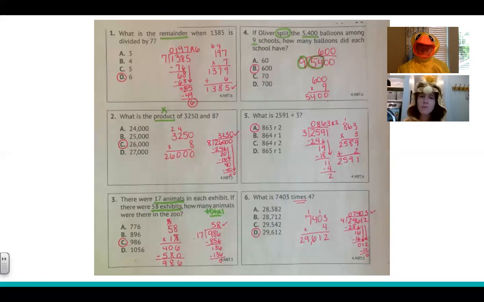All right, number 1, the word that really told us exactly what to do in the problem was the word split. They're splitting those balloons up among the 9 schools. So how many will each one get? So this one, we used the 0 trick. As soon as we set it up, we noticed, oh, wait, we don't have to do a whole lot of hard math on this one.